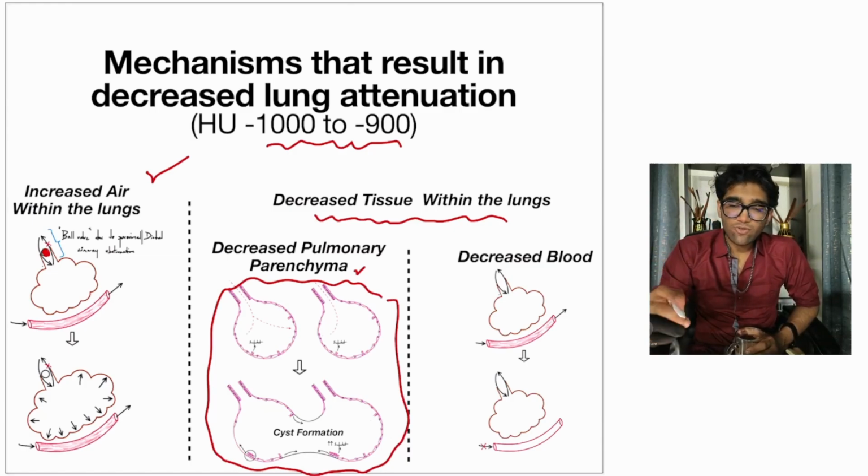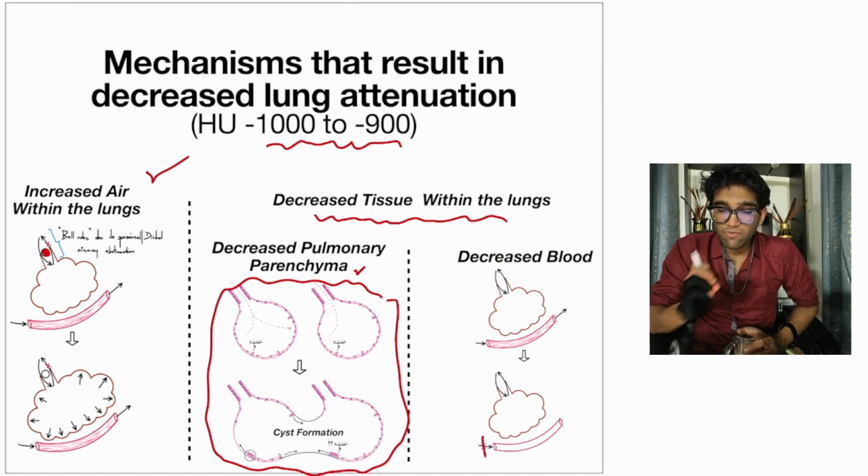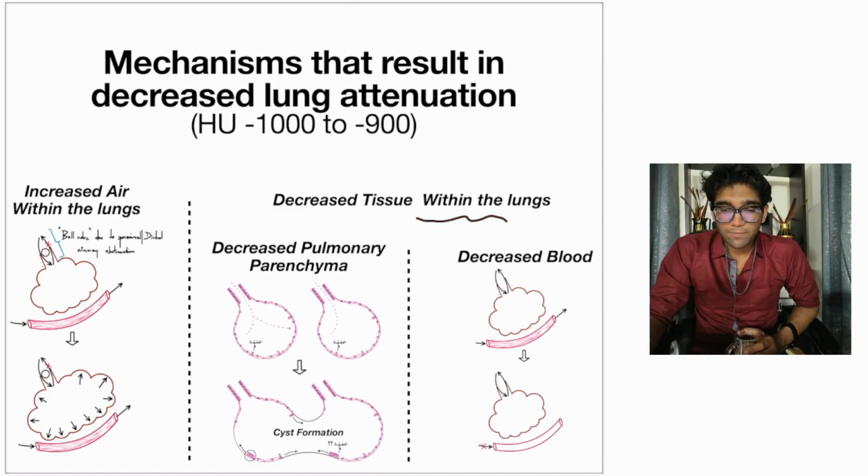On the other hand, there could be a decrease in blood flow. Now see, this is a normally ventilated alveoli. What has happened is that there is actually an obstruction that is preventing blood flow to the alveoli. Now this blood is also tissue within the lung. So as a result, the ratio of air to tissue becomes skewed towards air, even though the amount of air that is there is normal. So these are the three mechanisms by which there is decreased lung attenuation.